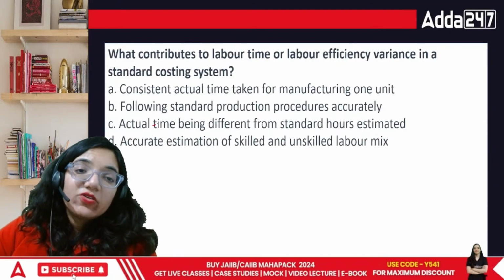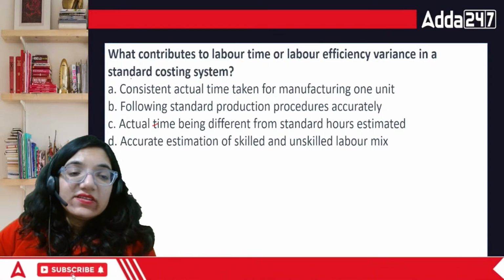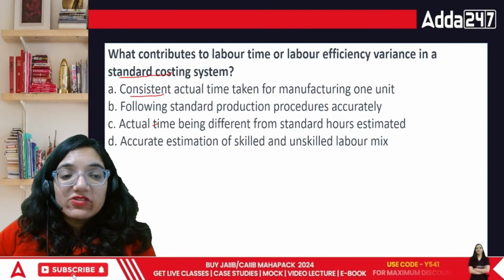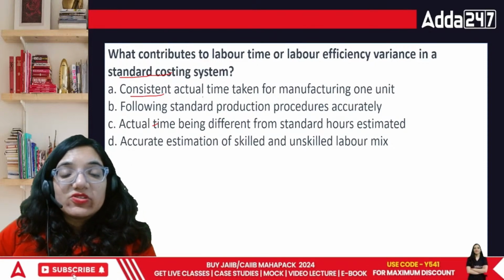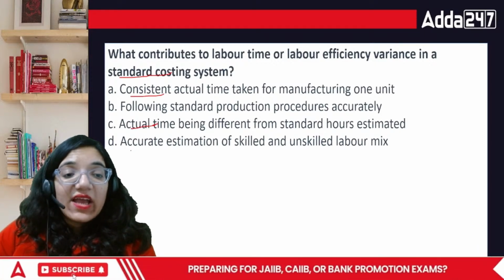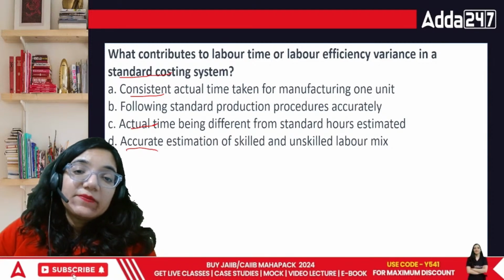Next point, what contributes to the labor time or efficiency variance in a standard costing system? Consistent actual time taken for manufacturing one unit, following standard production procedures accurately, actual time being different from standard hours, or accurate estimation of skilled and unskilled labor mix.